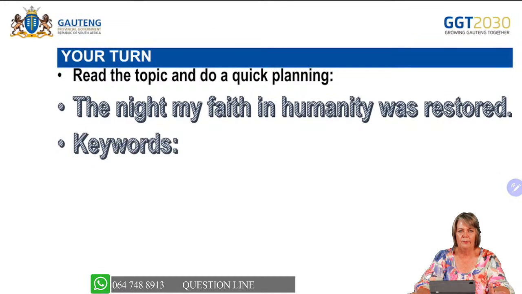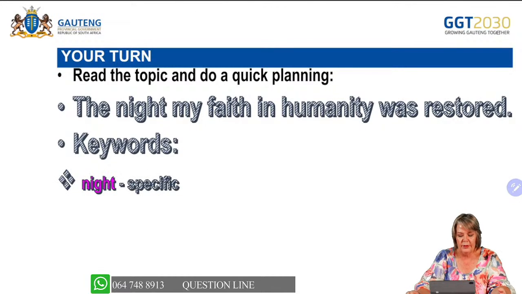When you look at your topic, you need to look at key words, because very often the easier topics are actually quite difficult. You sometimes misread one keyword and then you don't answer the question as required, and then you don't get the marks that you actually deserve. So let's take a look at the keywords. First of all, the night, that refers to something specific. It might refer to a specific night and not nights in general.